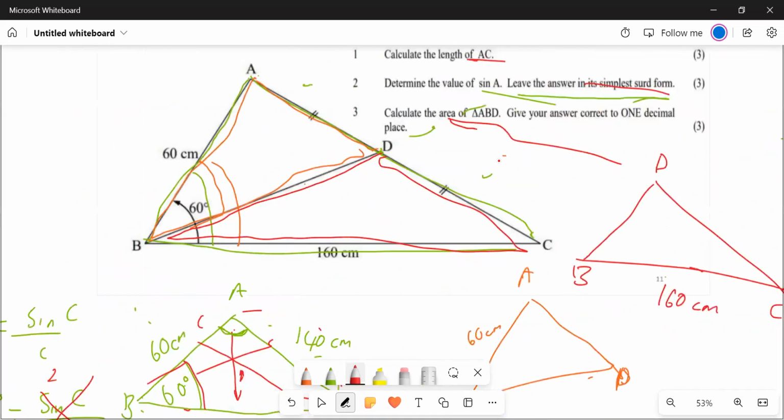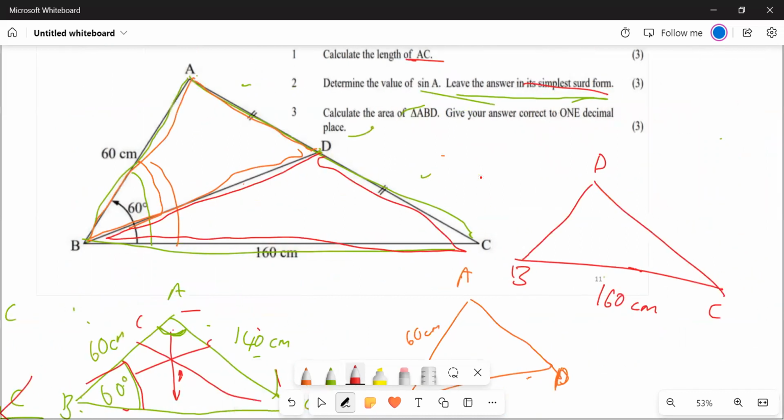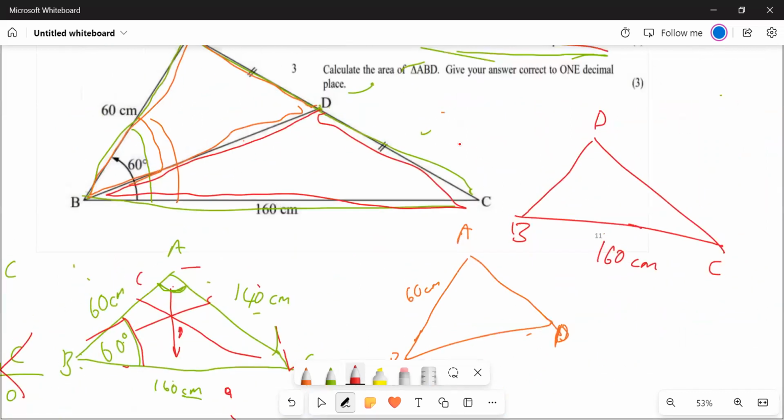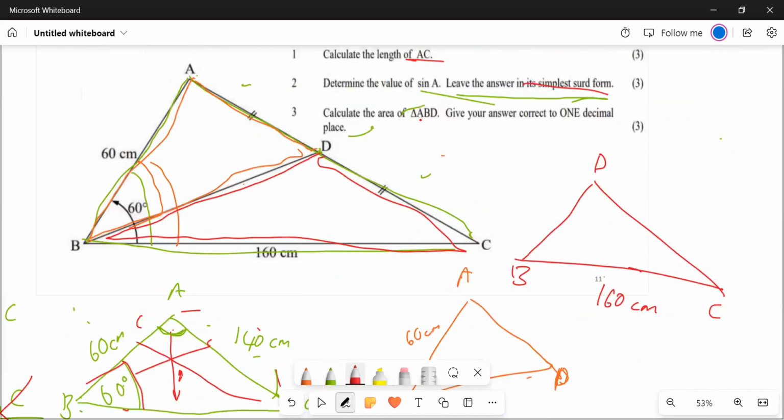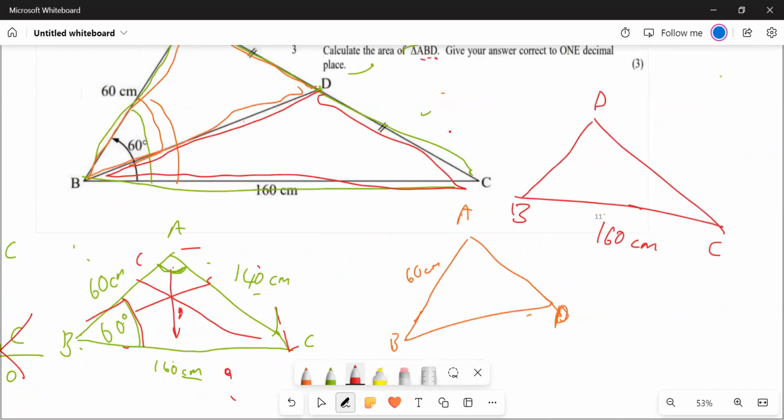They say calculate the area of ABD. We should be careful here. What are we calculating? We're calculating the area of what? We're going to calculate the area of A, B, and what? And D.